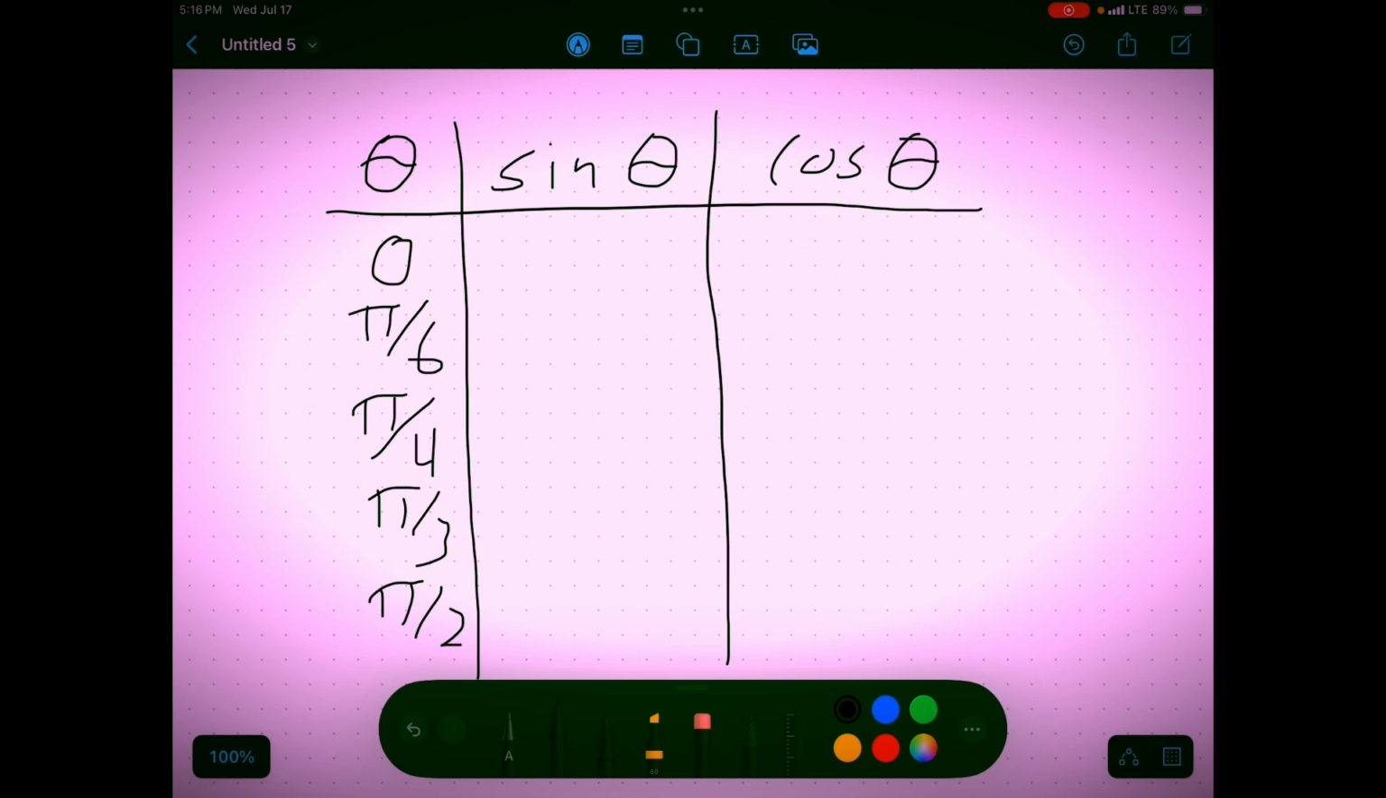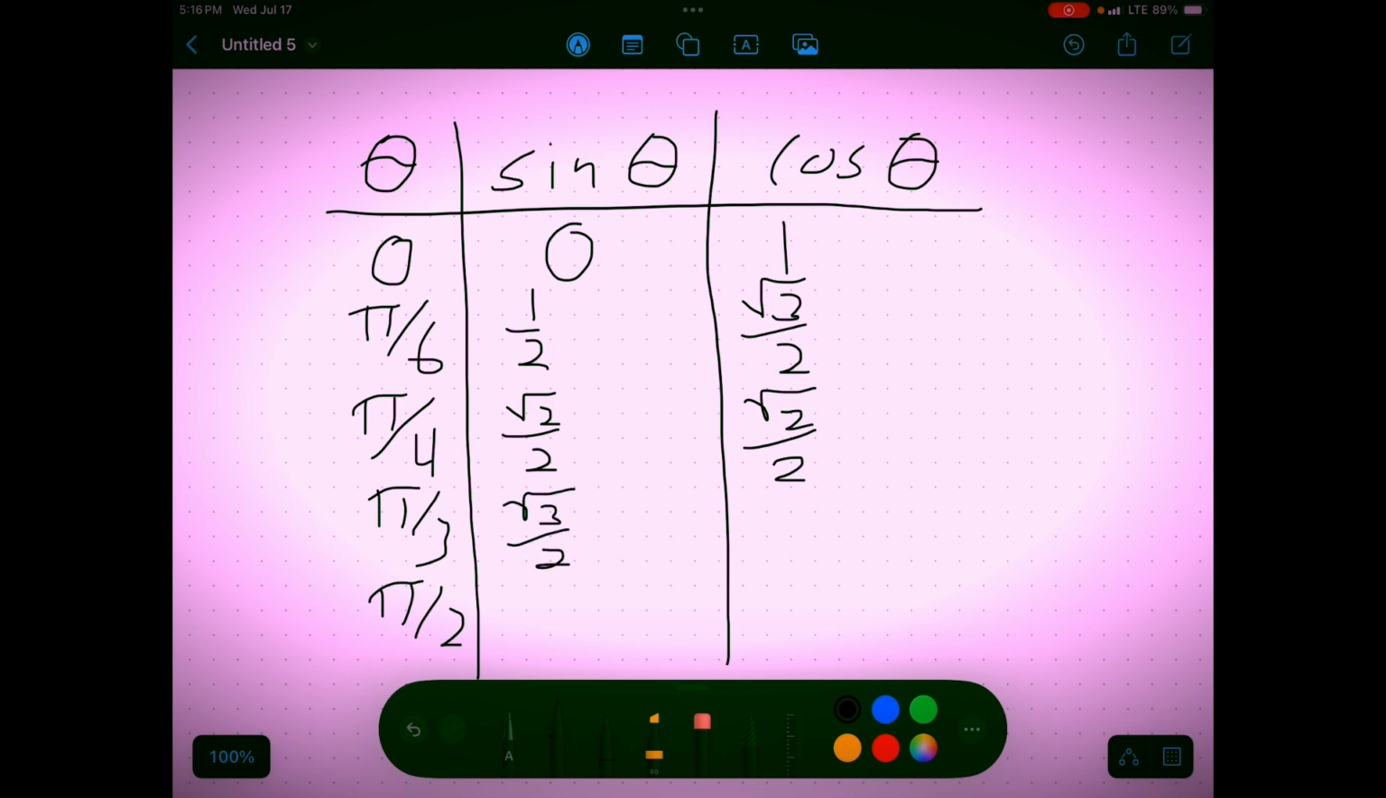So sine of 0 is 0. Cosine of 0 is 1. Sine of pi over 6 is 1/2. Cosine of pi over 6 is radical 3 over 2. Sine and cosine for pi over 4 is radical 2 over 2. Sine of pi over 3 is radical 3 over 2, and cosine is 1 over 2. And finally, sine of pi over 2 is 1, and cosine of pi over 2 is 0.